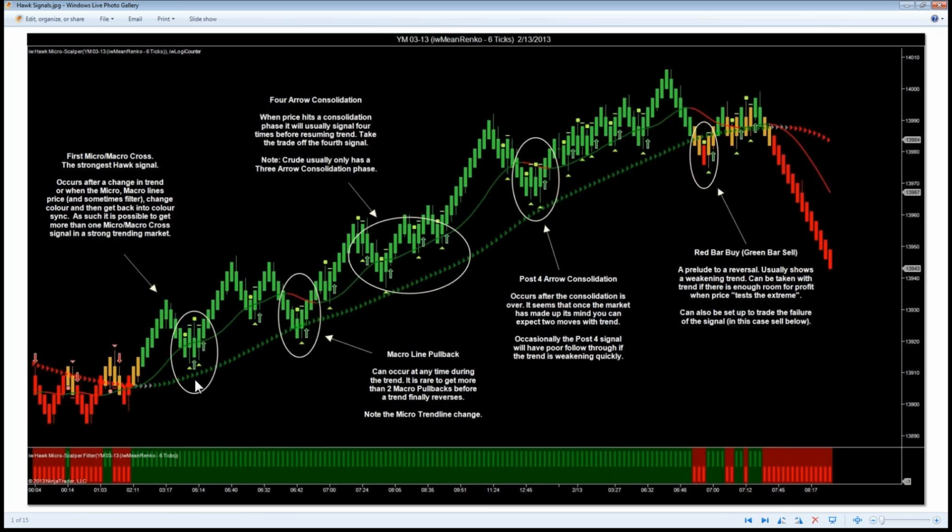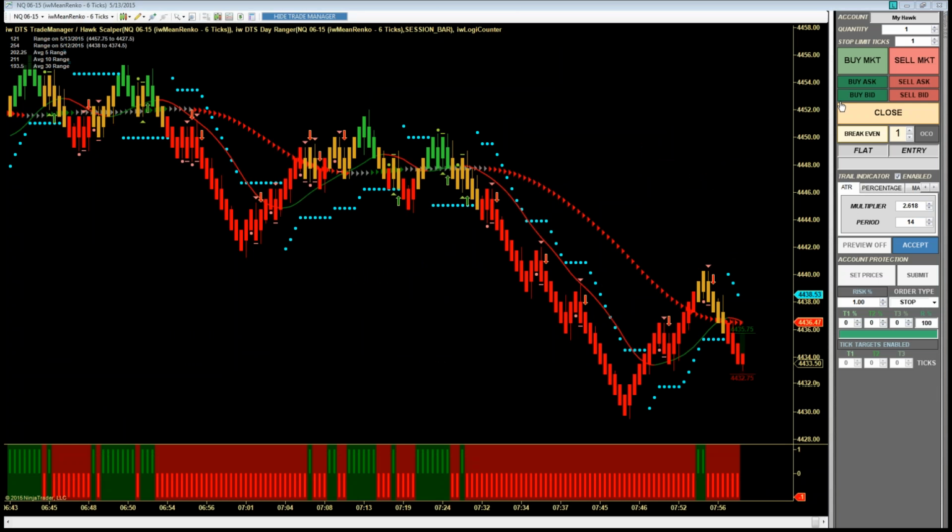So you have your first micro-macro cross, which is your strongest signal. Your macro pullback, which is also a very strong signal. 4-arrow consolidation, also a very reliable signal. Post 4-arrow consolidation, also a reliable signal. And then the red bar buy or the green bar sell, its counterpart. And this is also our counter trend signal, which we can buy or sell. All right, and we have similar setups for the Falcon and the Eagle as well.